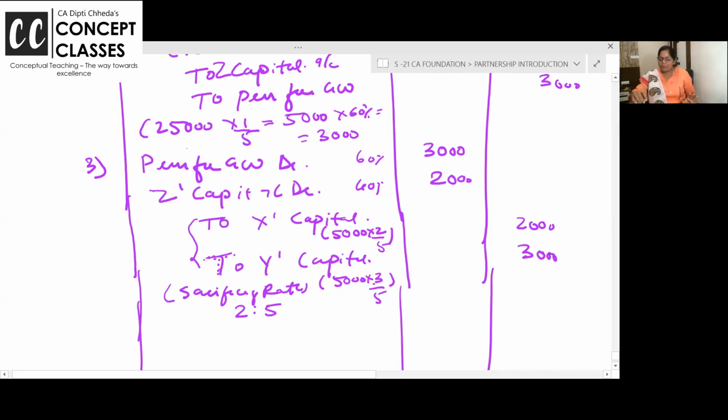Take your time. I'm literally waiting. If anyone has a doubt, unmute and ask, or put it in the chat. This entry: premium for goodwill they got. Cash to premium for goodwill, premium for goodwill debit. But it should have been 5,000, but they got premium only 60%, 3,000. So remaining debit to their capital account. Z's capital account, which he has brought 1 lakh, that will be debited. And now 2x to y.